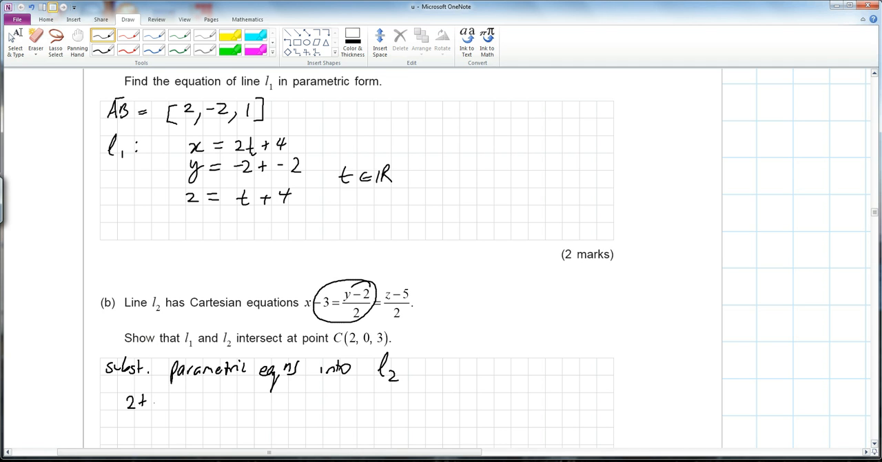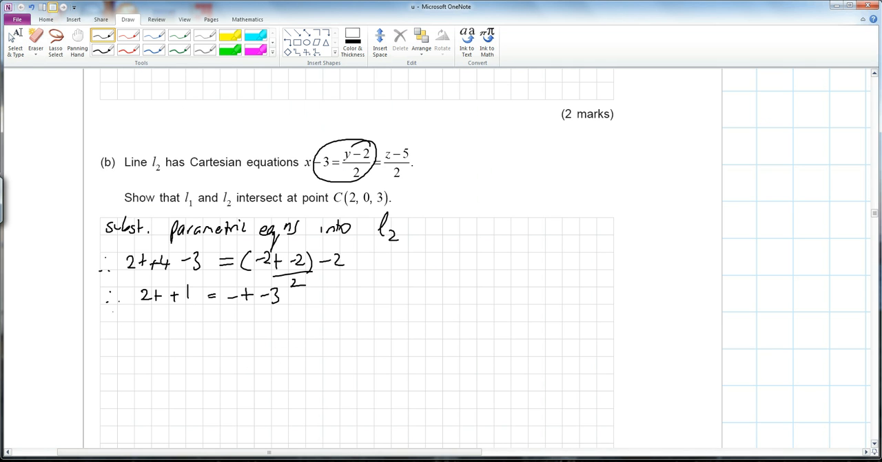So the first case we get, now I'm going to compare these two. We've got 2t plus 4 subtract 3 is equal to minus 2t take 2 on 2, therefore 2t plus 1 is equal to minus t, that becomes minus 3, therefore 3t is equal to minus 4, and we should end up with t equals 4 on 3.